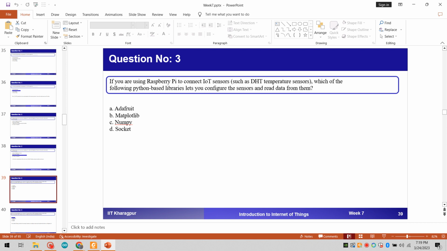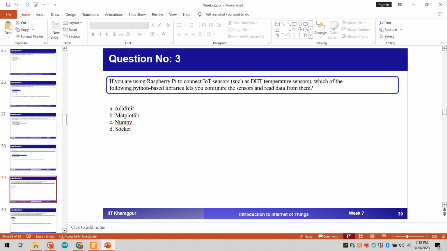Now second is Matplotlib. Matplotlib cannot be used because Matplotlib is used for plotting the data, for visualizing. So it is not used for collecting the data from the sensors. So the second option is incorrect. Now the NumPy library is used for arrays, so this is also incorrect. Socket is used for creating sockets, or creating client-server programs, where you need to send the data from your client to your server. You don't need socket in order to collect the data from your sensor to your Raspberry Pi. So socket is also incorrect.